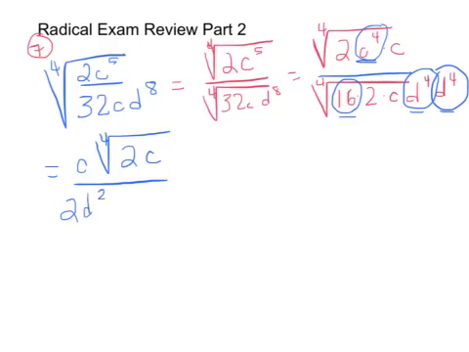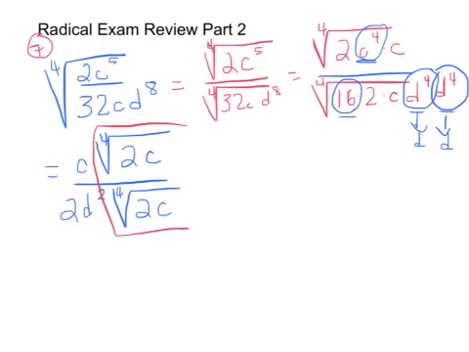squared, right, because the fourth root of d to the fourth is d. And then what's left over here under the radical sign is 2c, the fourth root of 2c, sorry. And so I have the fourth root of 2c over the fourth root of 2c, which is 1. So all that's left when I simplify it is 2c over 2d squared.